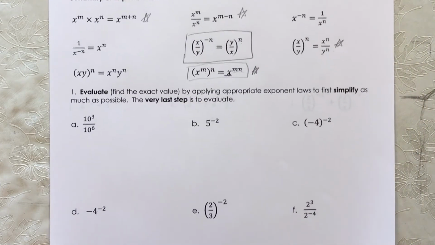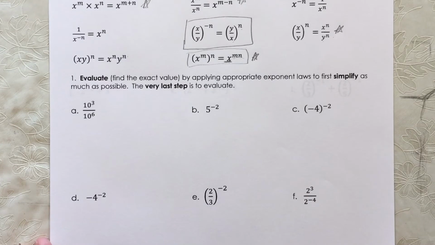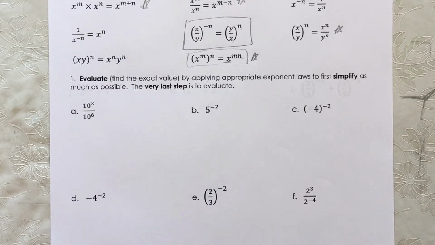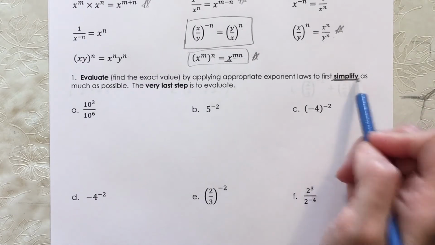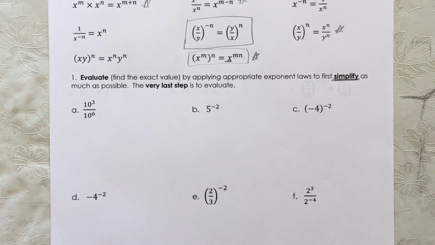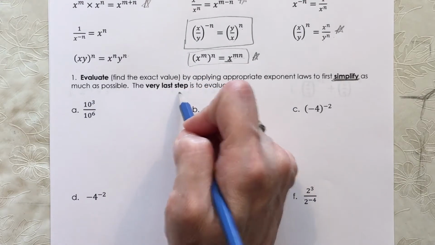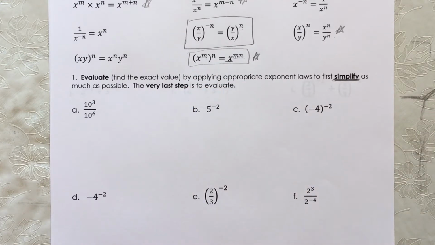So notice what the instructions say for this question. Evaluate, so find the exact value. So we don't want any decimals in our answers, even if they're exact decimals. We want to state our answer as fractions by applying appropriate exponent laws to first simplify. So you can't just go straight to the final answer. You have to show that you've used an exponent rule or an exponent law first to simplify it as much as possible. The very last step, you could evaluate, and that's where you might use your calculator in the end if you need to. Okay, but you want to simplify by using the exponent rules.